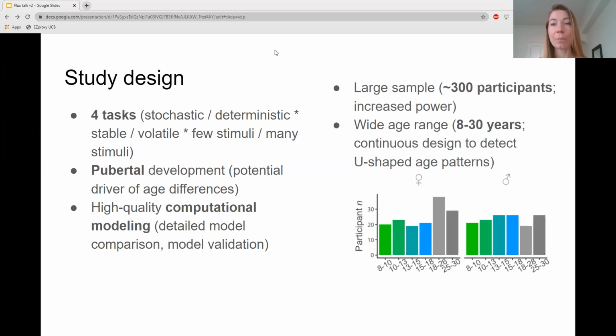We then fit our RL models to our tasks and really made sure the models were capturing our participants' behavior well. We compared a lot of competing models with different sets of parameters, used hierarchical Bayesian model fitting whenever possible, and validated the models to make sure all parameters were identifiable and that the models captured all age differences of the human population. Here on the right, I'm showing our participant sample. You see that we have a balance between females and males, and all ages are represented equally.